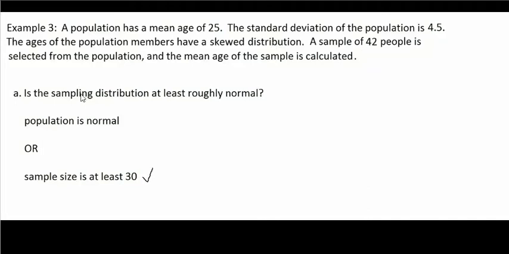So let's look at our checklist. The population isn't normal, it's skewed, so this doesn't check off. But 42, that does check off, because that does meet the 30 cutoff, because it's equal to 30 or above. So check that off. And since we have one check mark, the answer is yes, and we can move forward.